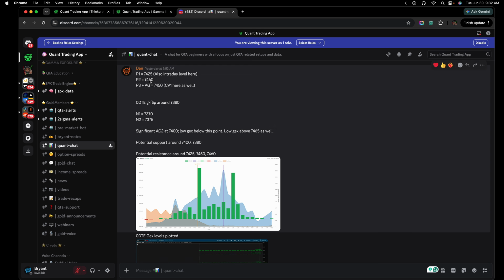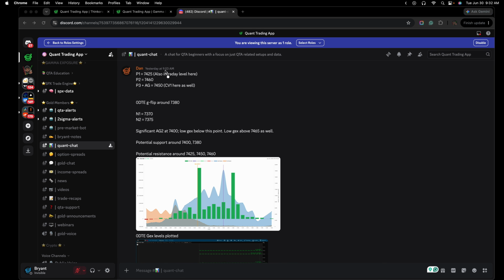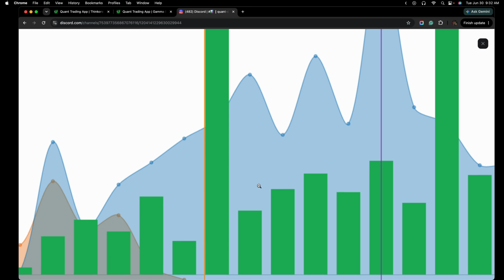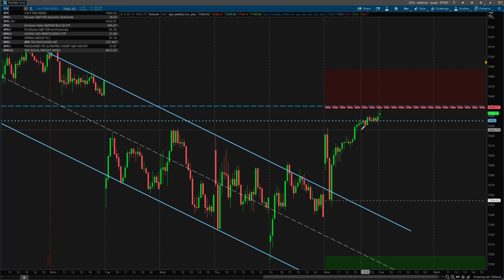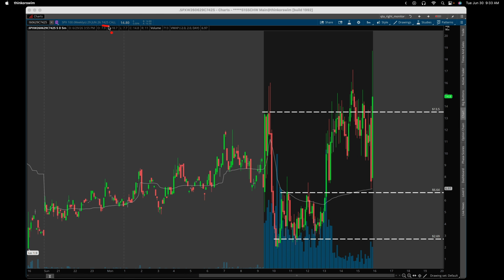As we can see here, Dan shared this. Dan is a moderator of the Quant Trading App Discord, and at 9:53 a.m. he let us know that 425 was the P1 strike, so it was the strike price that had the highest net positive gamma. So that means if the market is all the way down here and we're looking to take a trade long, then it makes sense to target this as your call. So this would have been the call. This is that 425 strike.